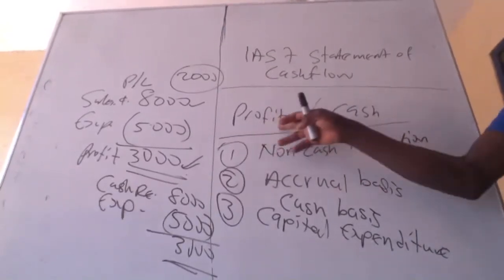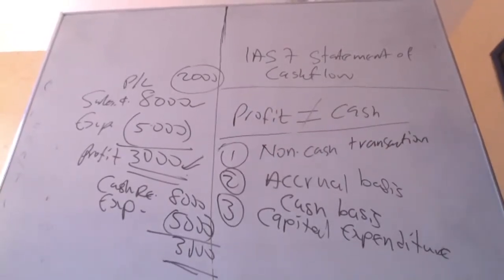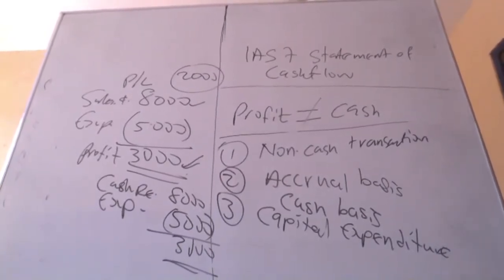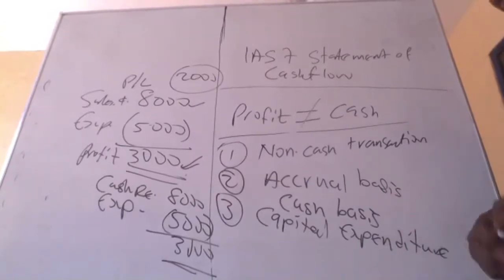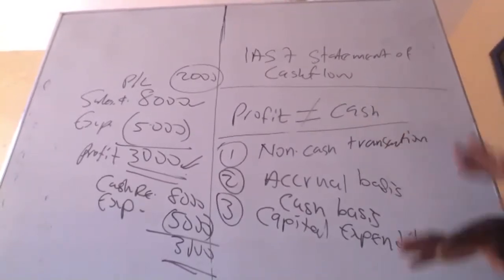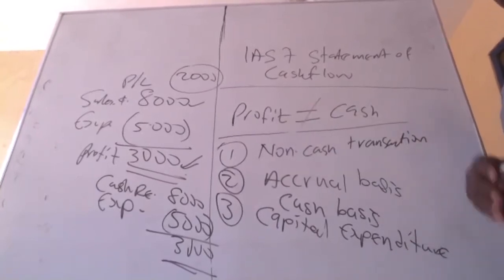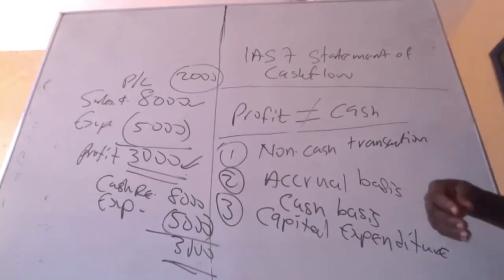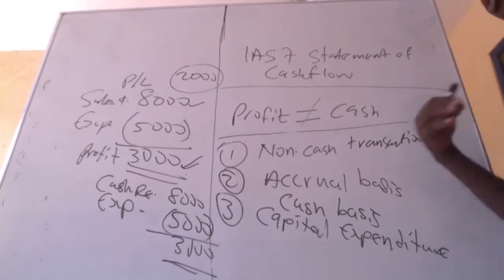Why would this cause a difference between your profit and cash? If you acquire a capital expenditure on a cash basis, like you bought an asset and you pay on time, that very day you paid, what will be the transaction? Your cash will go down because you use cash to pay. What about your profit? Profit will be the same because the asset you've acquired will not go to the profit and loss statement. So they will cause a difference.